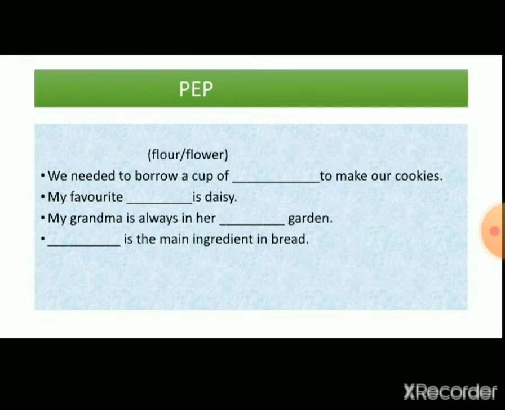Third one. My grandma is always in her dash garden. Yes, FLOWER, flower garden. Very good. Then the last one. Dash is the main ingredient in bread. Yes, FLOUR, flower.